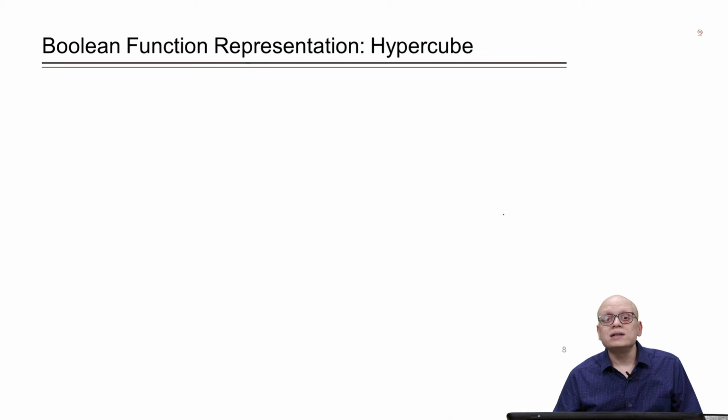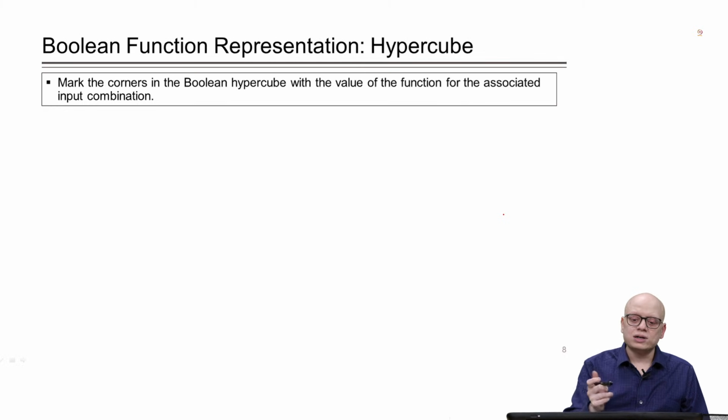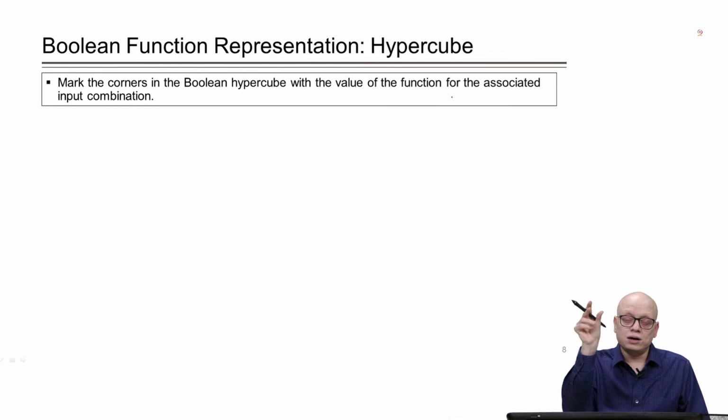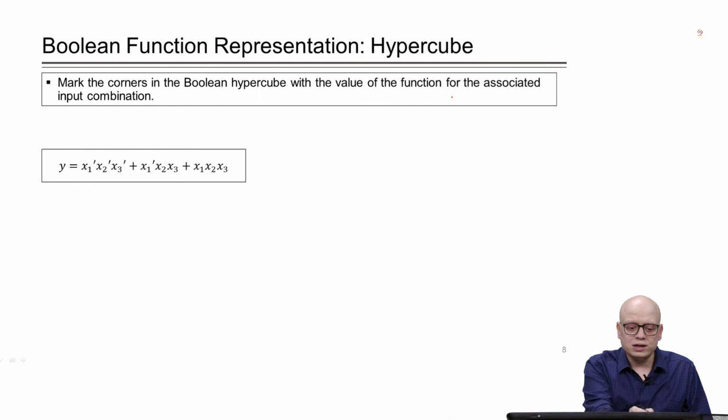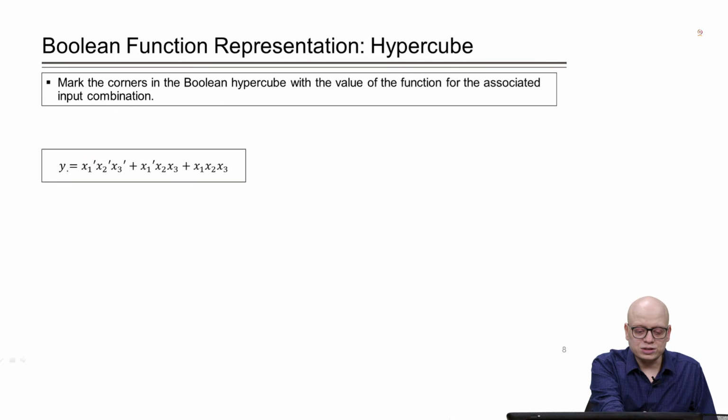Now, how do we represent a Boolean function in a hypercube? We mark the corners in the Boolean hypercube with the value of the function for the associated input combination. In a truth table we marked the value in a separate output column. In this case, we mark the value directly at the corners. For example, consider the function y = x1' x2' x3' + x1' x2 x3 + x1 x2 x3.